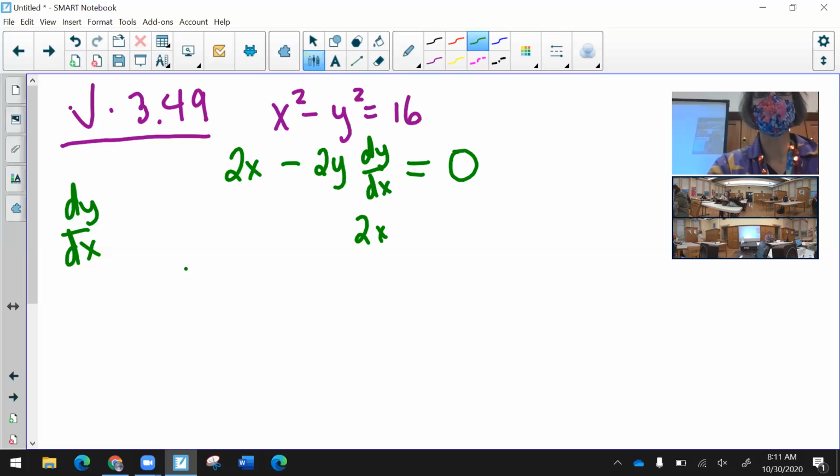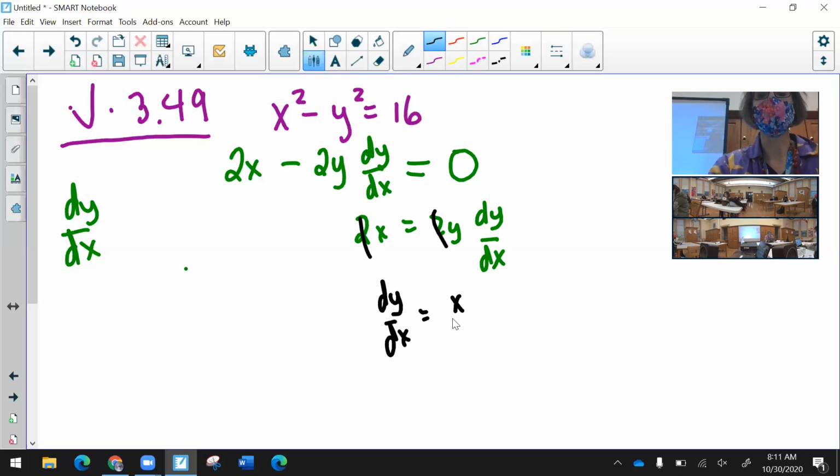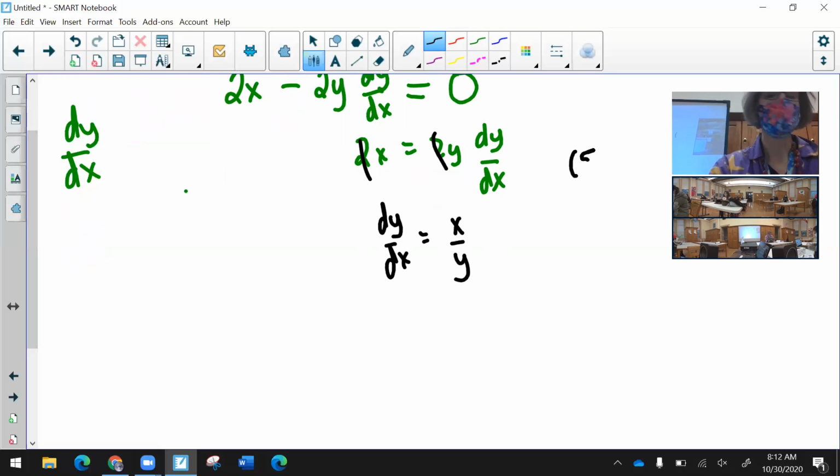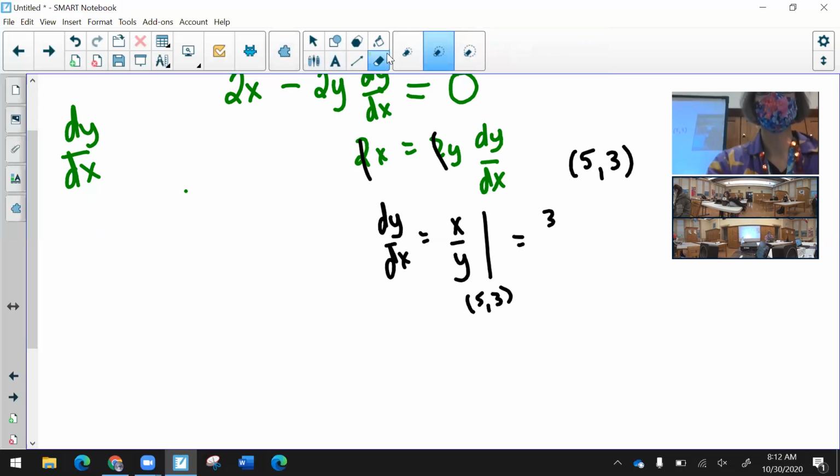So that's going to give me 2x is equal to 2y dy/dx. I can cancel my 2's. dy/dx is going to be x over y. Then I think we're supposed to find the equation of the tangent line at the point. Yeah, the point is (5, 3). Okay. So if I evaluate this at (5, 3), I'm going to get 5/3.